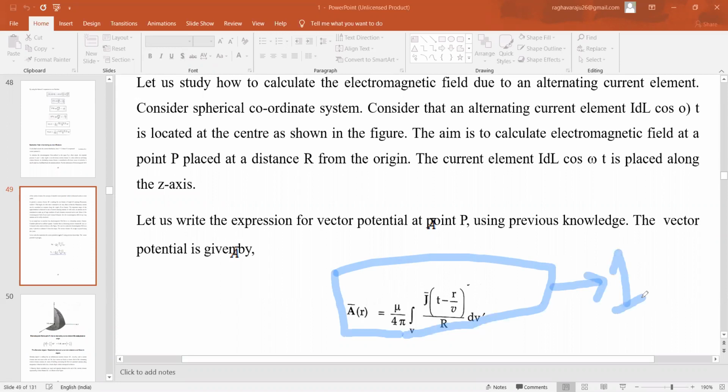You have to notice the point that A bar of R equals mu by 4 pi, integration of J of (t minus R by V) divided by R.